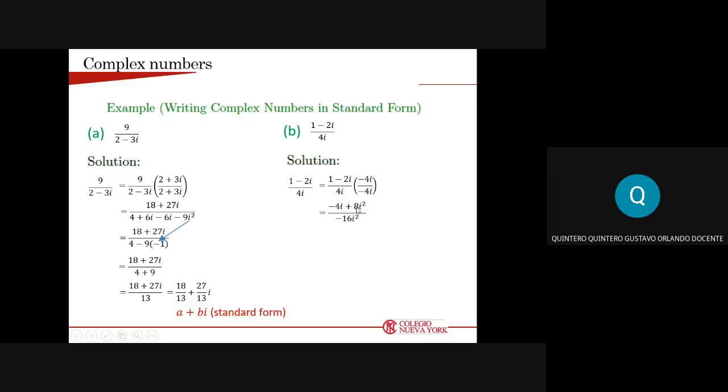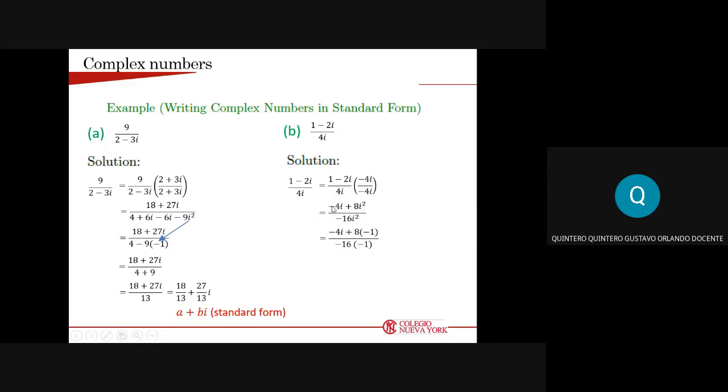2 times 4 will be 8. i times i will be i squared. And now the denominator, 4 times 4, that will be 16. Positive and negative will be negative. And i times i will be i squared. That is easy. Now, we have two places in which we have an i to the second power. Just like here, i to the second power is negative 1.